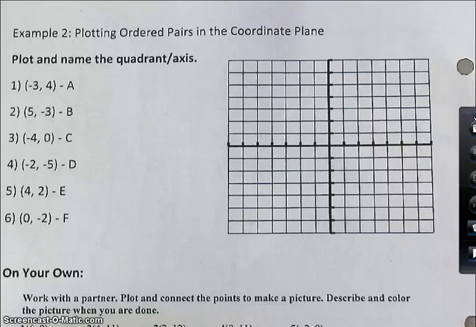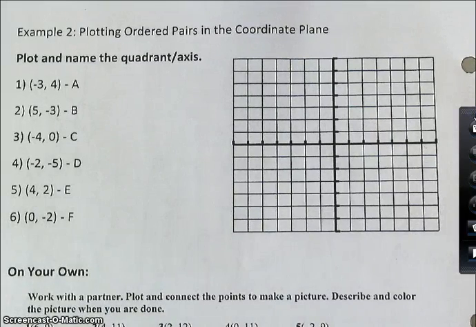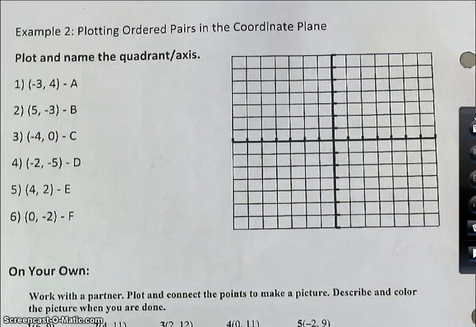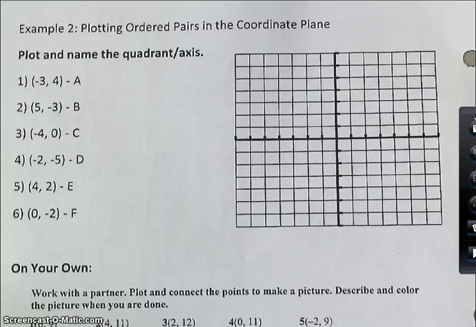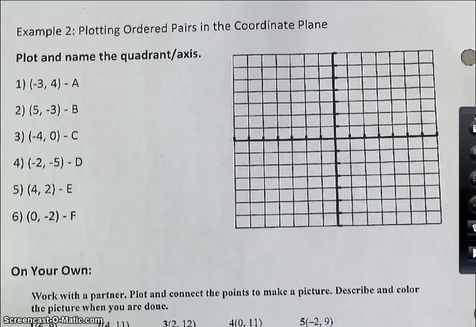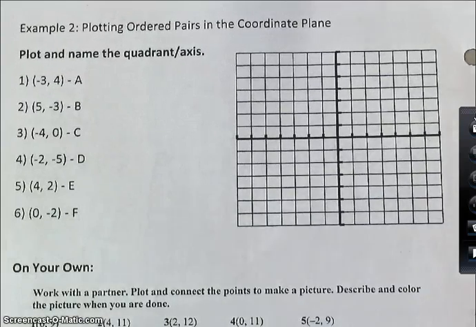Okay, welcome back. All right, example 2, plotting ordered pairs in the coordinate plane. Now this is by far the most important thing. You are going to be graphing functions from now until you are done with calculus, done with math. So you really need to understand how to plot ordered pairs, because that's how we graph our functions: we need to graph their solutions, which are all ordered pairs.